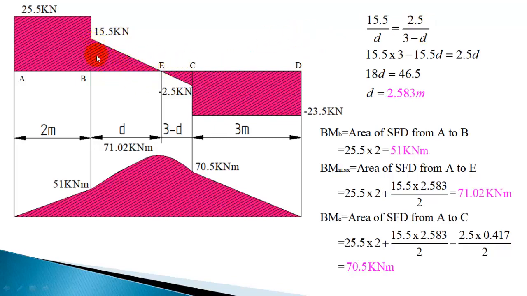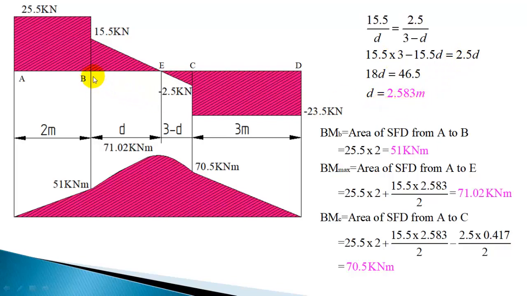Ratio of similar sides means 15.5 divided by 2.5 is equal to D divided by 3 minus D. Same thing only I have taken, but in a different way: 15.5 divided by D is equal to 2.5 divided by EC, that is 3 minus D. So from this you can solve and get D as 2.583.